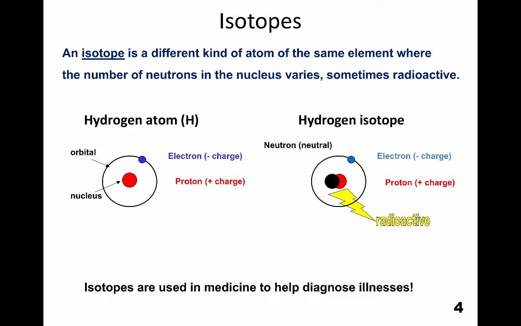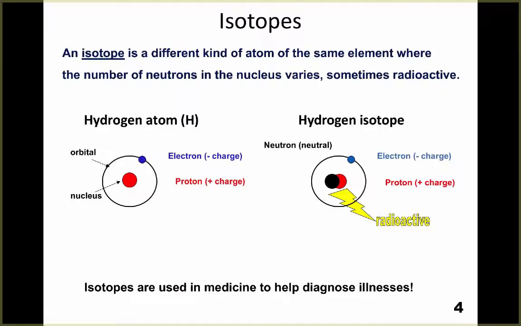Now, isotopes. These are different kinds of atoms. They have the same number of protons, but a different number of neutrons. Because of that, the nucleus can vary sometimes and they can become radioactive. For instance, here is a normal hydrogen atom. On here, they're showing the nucleus. It has a proton of 1 and an electron of 1, and neutron equals 0, right?